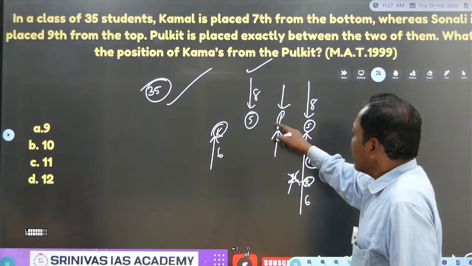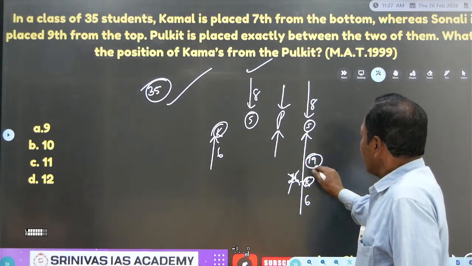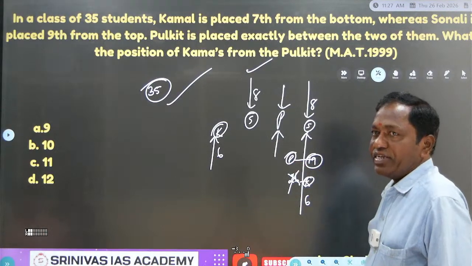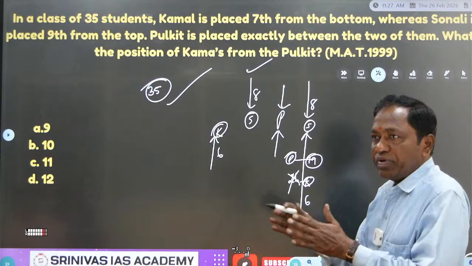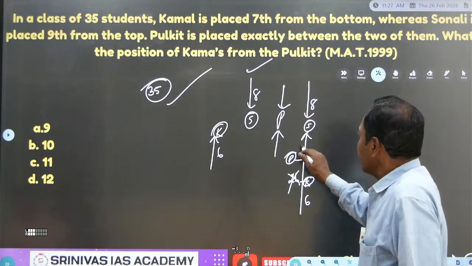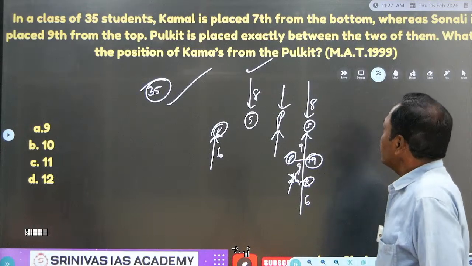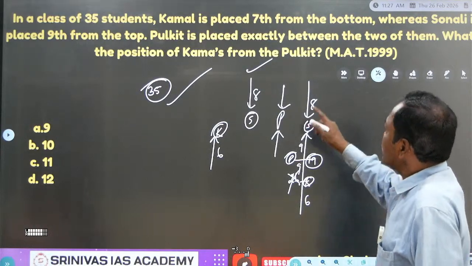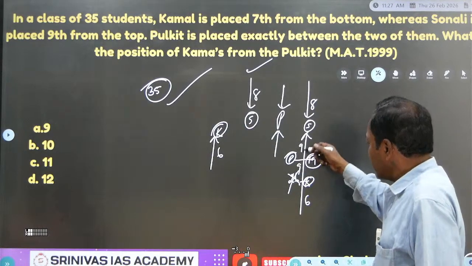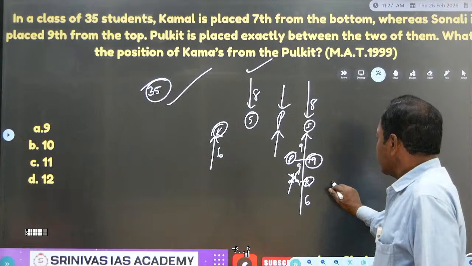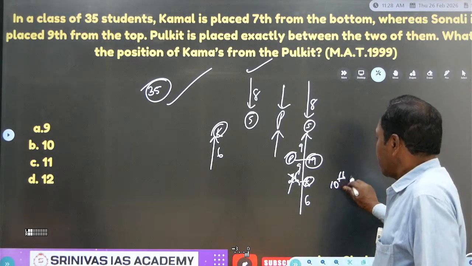And Pulkit is exactly placed between the 2. This is Pulkit. 19 minus Pulkit is what? 18. 18 we can make 2 parts, 9 and 9. Here is 9, this is 9. And what is the question? What is Komal's position from Pulkit? This is Pulkit, this is Komal's position. After 9, it's the 10th. This is the 10th. Right.